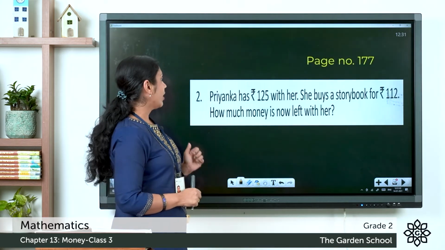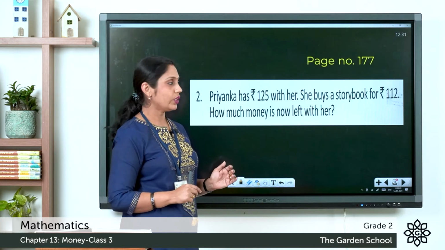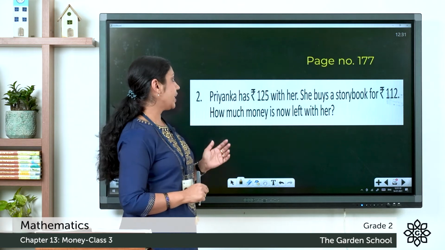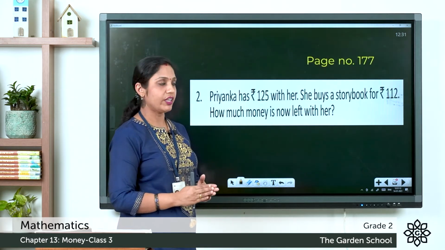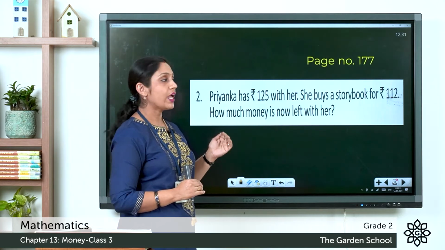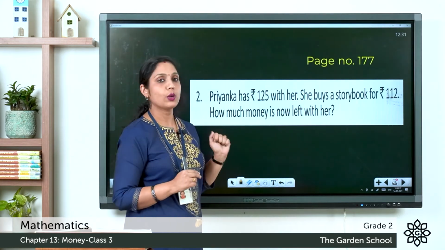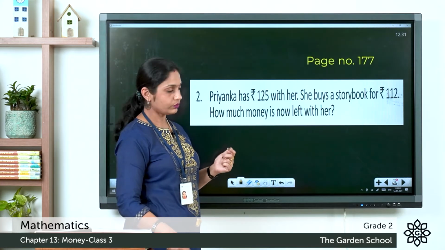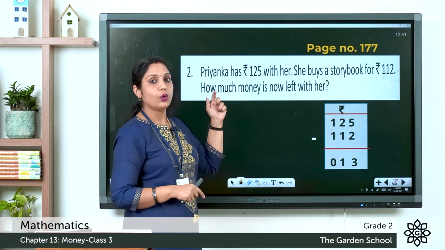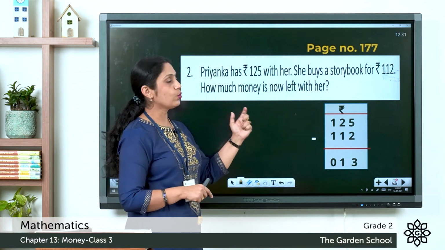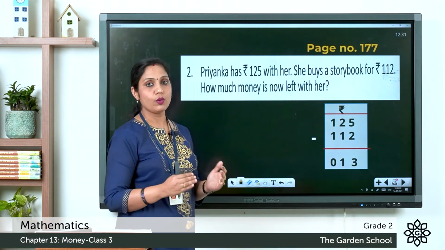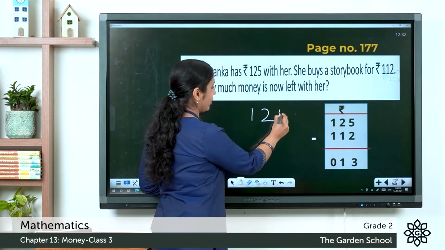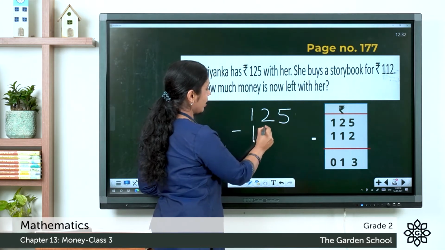So in the second question we have Priyanka has rupees 125 with her. She buys a storybook for rupees 112. How much money is now left with her? So Priyanka is having 125 rupees and she buys a storybook for rupees 112 and we have to find out how much money is now left with her. So we have to subtract 125 minus 112 to find out how much money is left with her. So let's do that. So 125 minus 112.